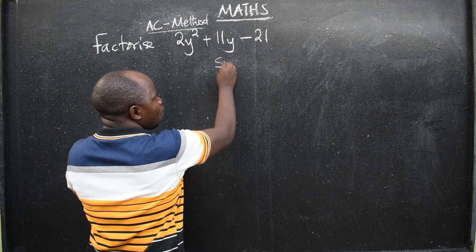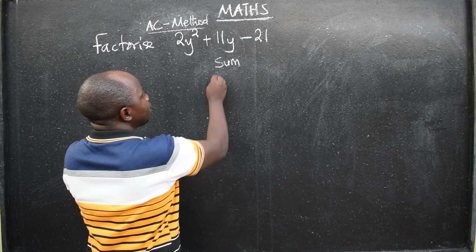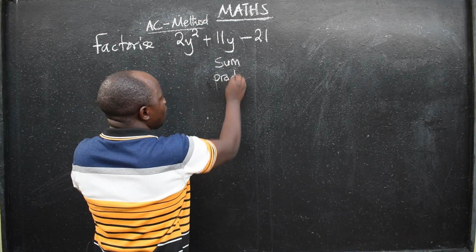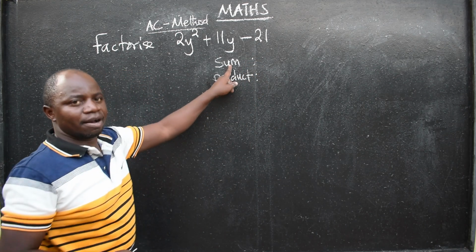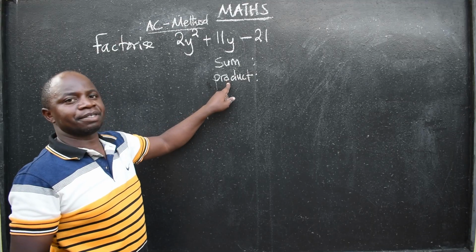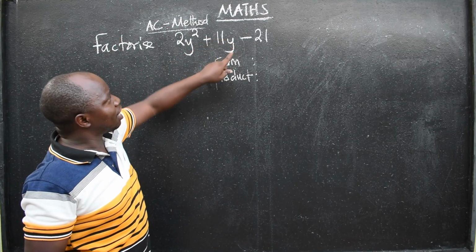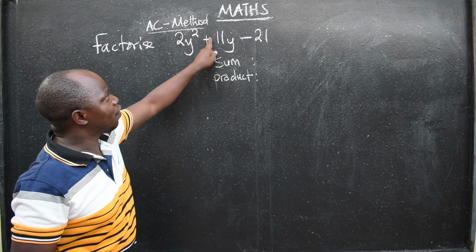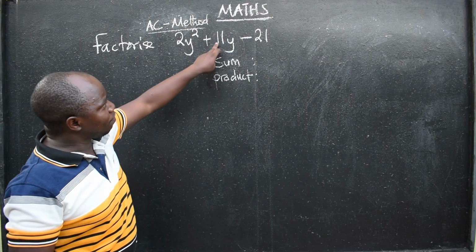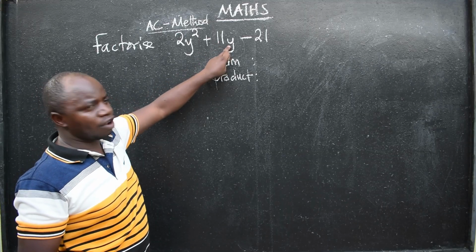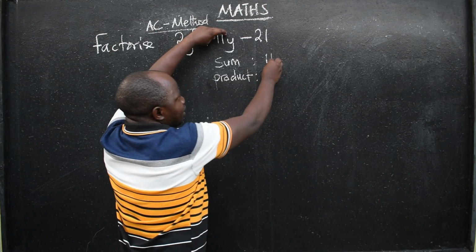So we have what we call sum. So you write sum. You also write what we call product. Have you seen these two? Sum and product. Sum is the coefficient of the middle term that we have here. So we have 11y. What is the coefficient of y? 11. That is our sum.